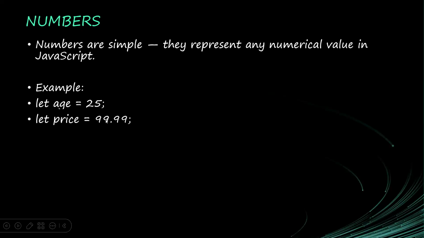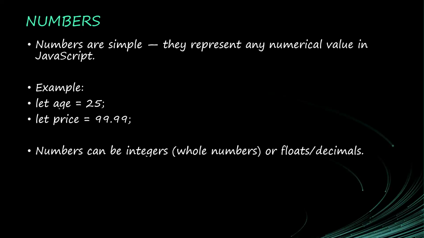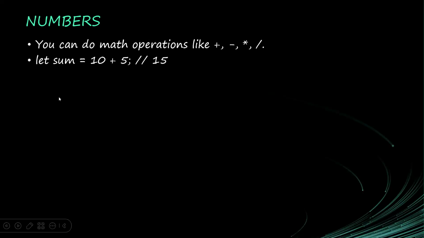So price, this is a floating number. This number data type can be whole numbers or decimal numbers. Numbers can be integers or they can be floating decimal numbers. You can do mathematical operations like addition, subtraction, multiplication, division on the number data type. Don't worry, we'll talk about operations in a later class. So here we are saying let sum equals 10 plus 5.